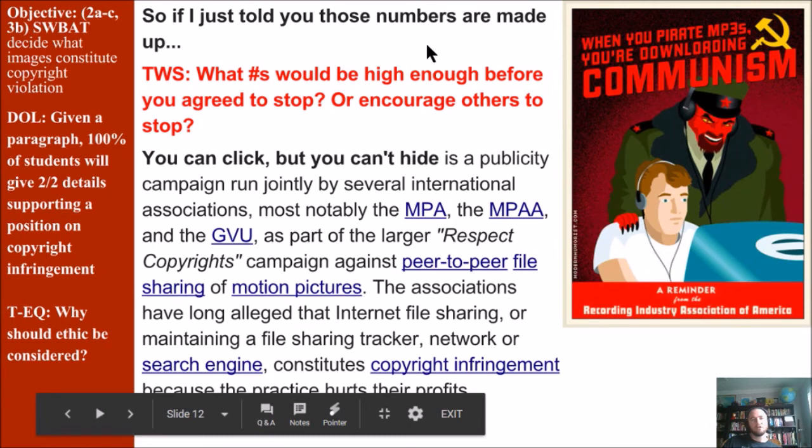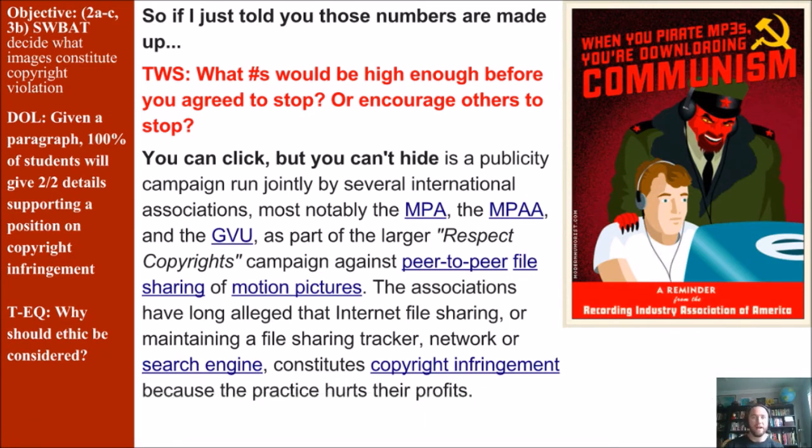So if I just told you those numbers are made up, here's your think right share, okay? What numbers would be high enough before you agree to stop pirating or encourage others to stop?